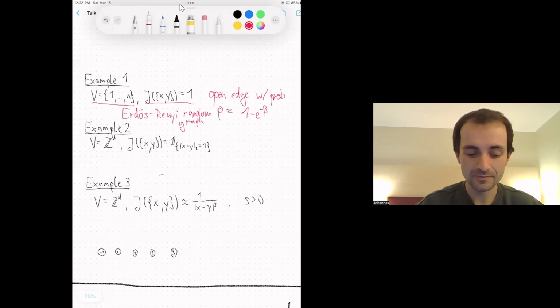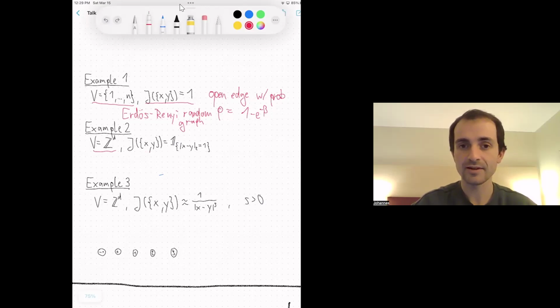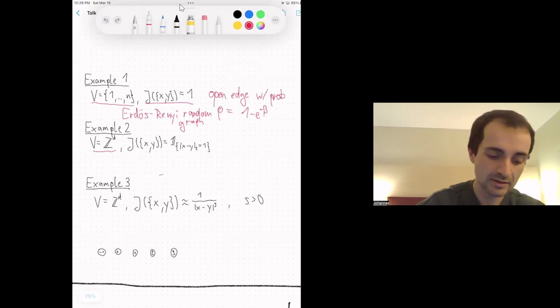Example 2 is when the vertex set equals the integer lattice and the function J equals 1 for nearest neighbor edges and 0 otherwise. Here the open cluster is just nearest neighbor percolation. We just have a reparametrization of nearest neighbor bond percolation with a different probability.